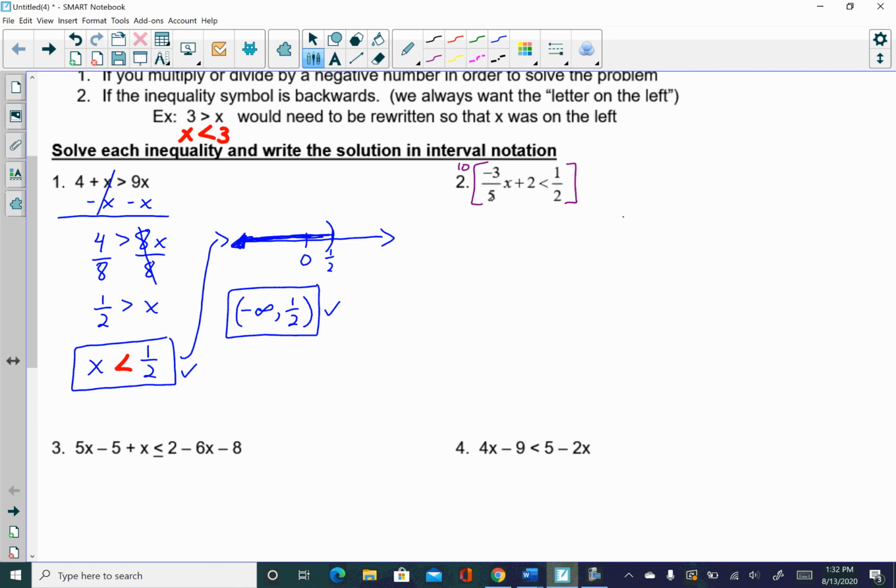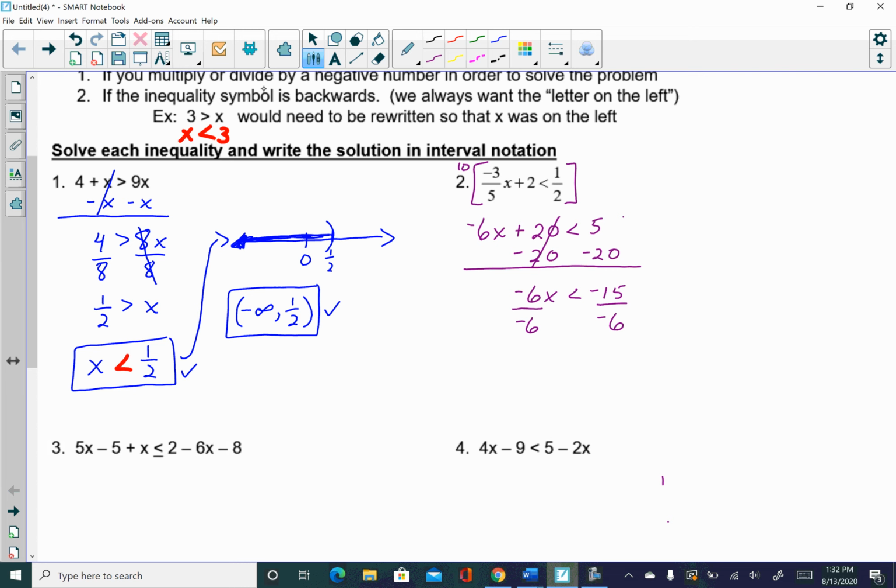10 divided by 5 is 2. 2 times -3, -6x. 10 times 2 is 20. 10 divided by 2 is 5. 5 times 1. Okay. Next step, I'm going to subtract 20 from both sides. Cancels out over here, so -6x is less than, that's going to be what, a -15? Then divide by -6.